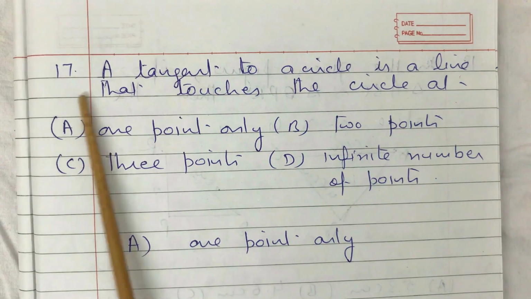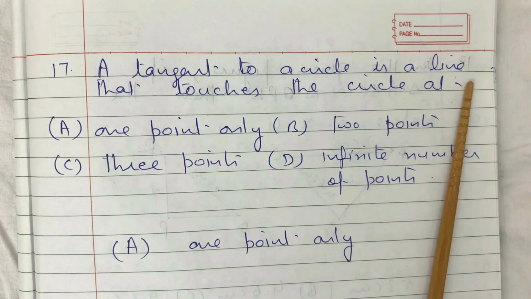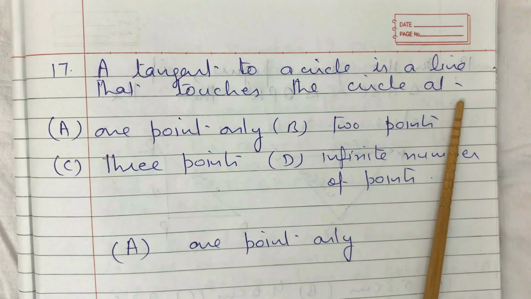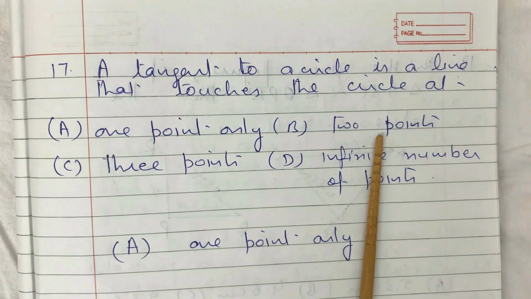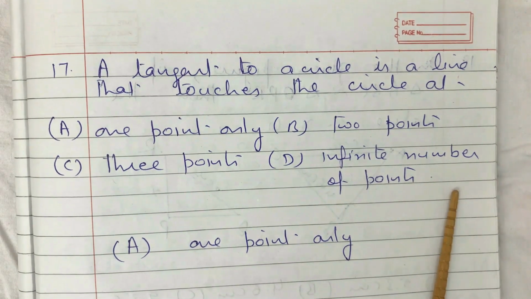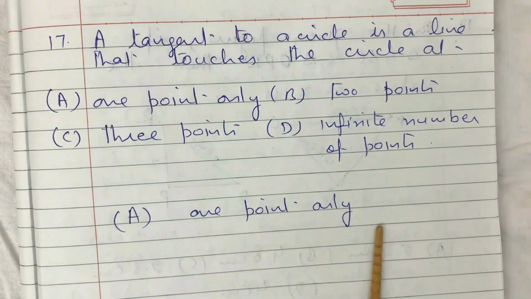Now the 17th question. A tangent to a circle is a line that touches the circle at 1 point, 2 points, 3 points, infinite number of points. A is the option, 1 point only.